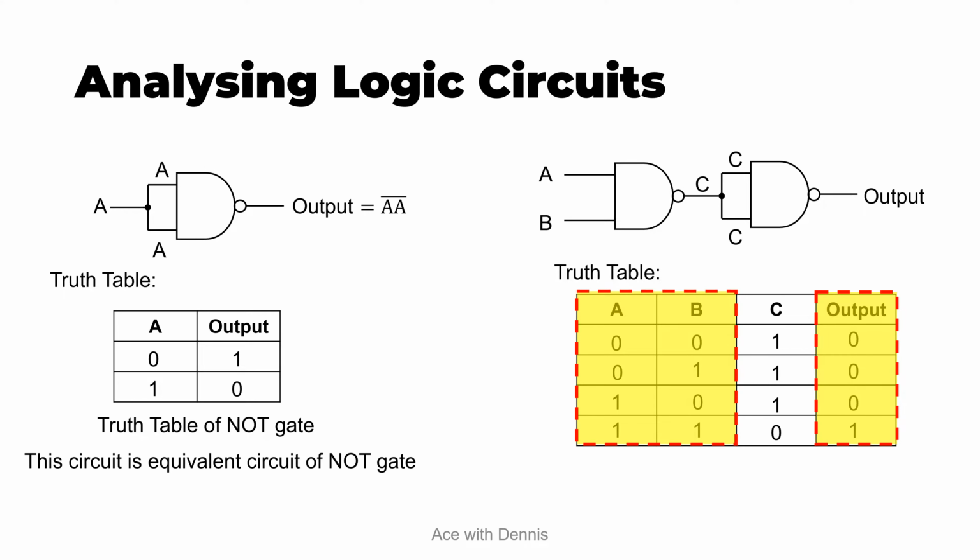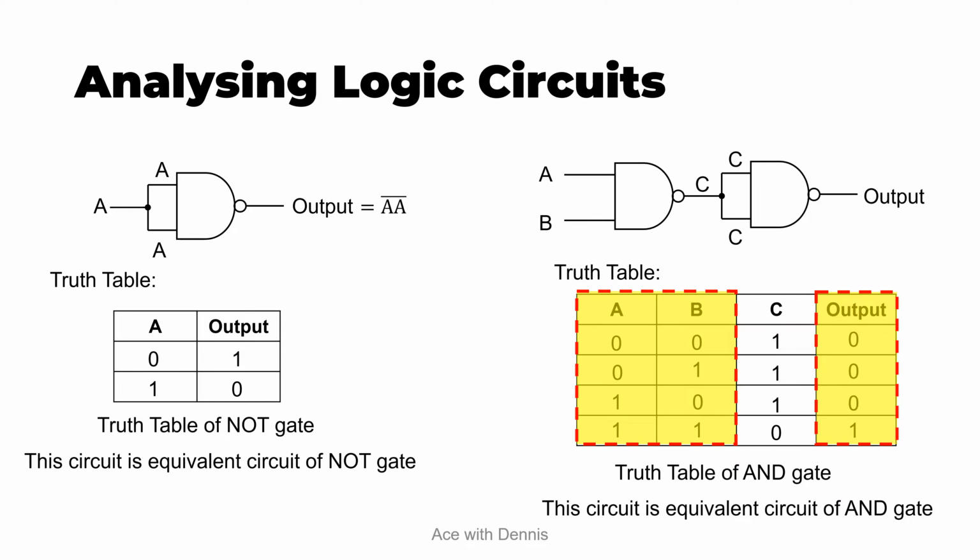So compare the input and the output results. We can see that this is the truth table of the AND gate, which means this circuit is an equivalent circuit of the AND gate.